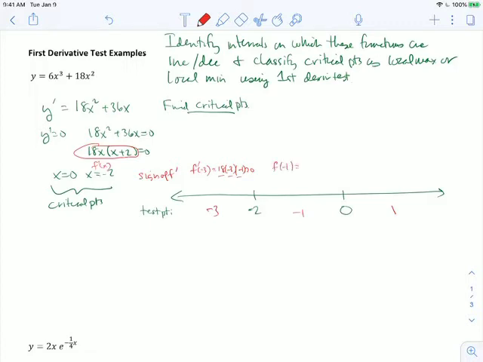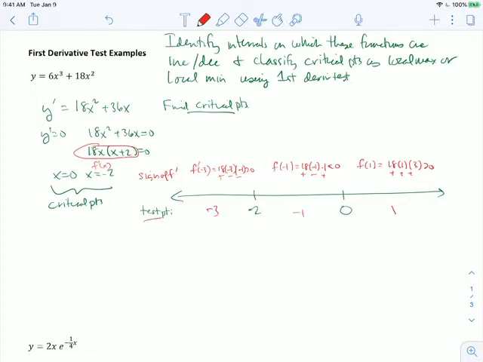At negative 1, I'm going to get 18 times negative 1 times 1. And again, now here I've got positive times negative times positive. And let me change that to positive here. And so positive times positive is a negative number. And then f of 1 is going to be 18 times 1 times 3. And those are 3 positive numbers. So the product is positive.